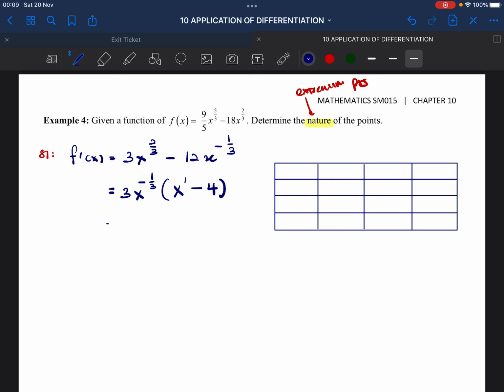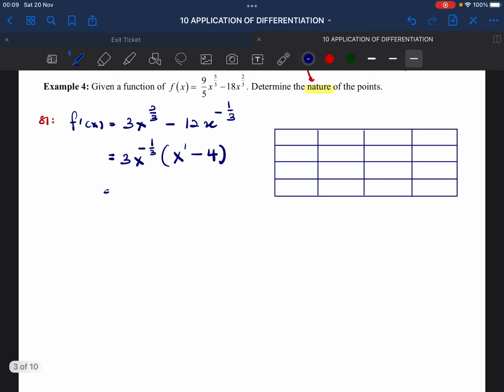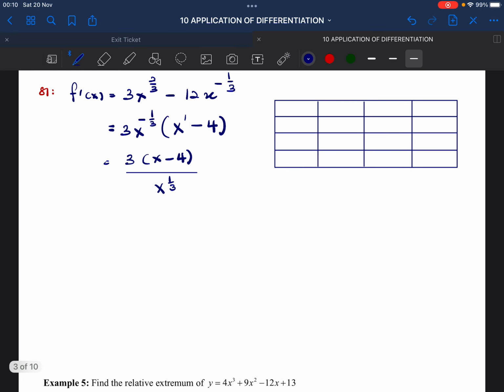Okay, this is better. So the function of your f'(x) is (3x - 4) over x^(1/3). See that we have an undefined. The function f'(x) is undefined, so we don't want to leave that out. So now let's move on to the second step, which is we want to find the stationary point or critical point. So we will have f'(x) equals to 0. So we have (3x - 4) over x^(1/3) equals to 0.